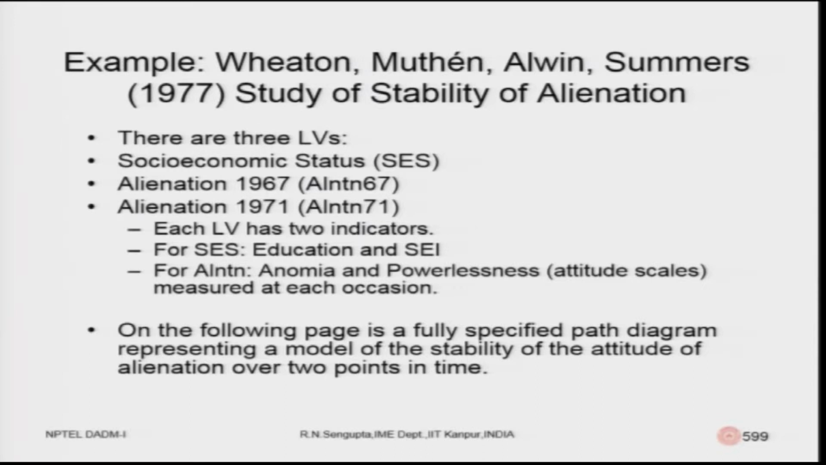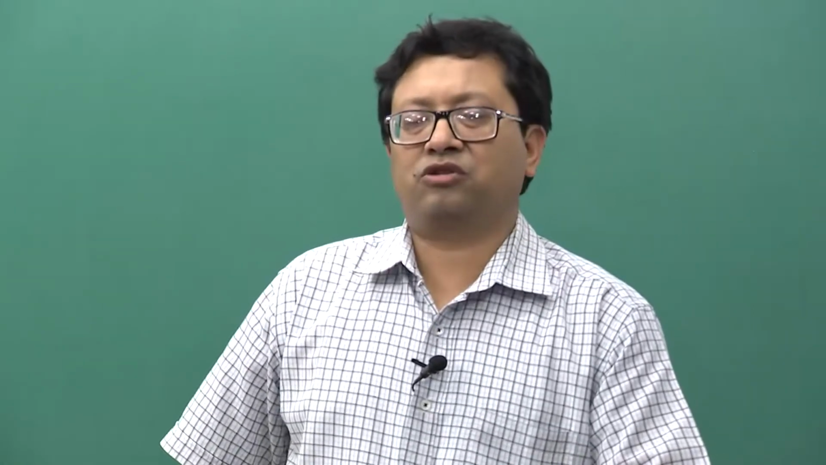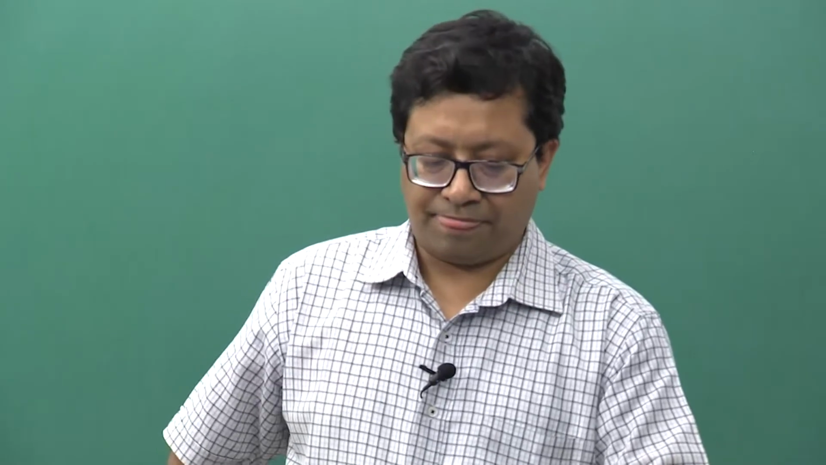For alienation, there would be anomia and powerlessness, which are attitudinal scales, and these scales would depend on your attitude towards the different responses which you get. And what we will do is fully specify a path diagram and try to analyze the problem accordingly. Representing a model of the stability of the attitude of alienation over 2 points in time, one in 1967 and one in 1971, we will try to analyze using structural equation modeling how this alienation and its relationships can be analyzed.